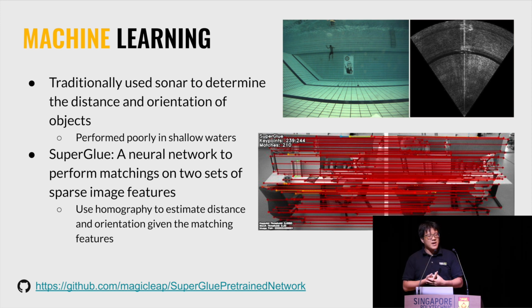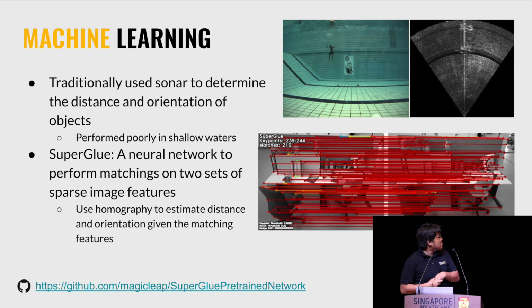So at every pool test, we would spend a long time just tuning our sonar parameters to try to get a clean image. On the top right, you can see we're trying to detect a buoy in the water, and you can see from the sonar image that it's quite impossible to tell which one it is, because there's a lot of noise and there's also a lot of false positives, a lot of echoes.